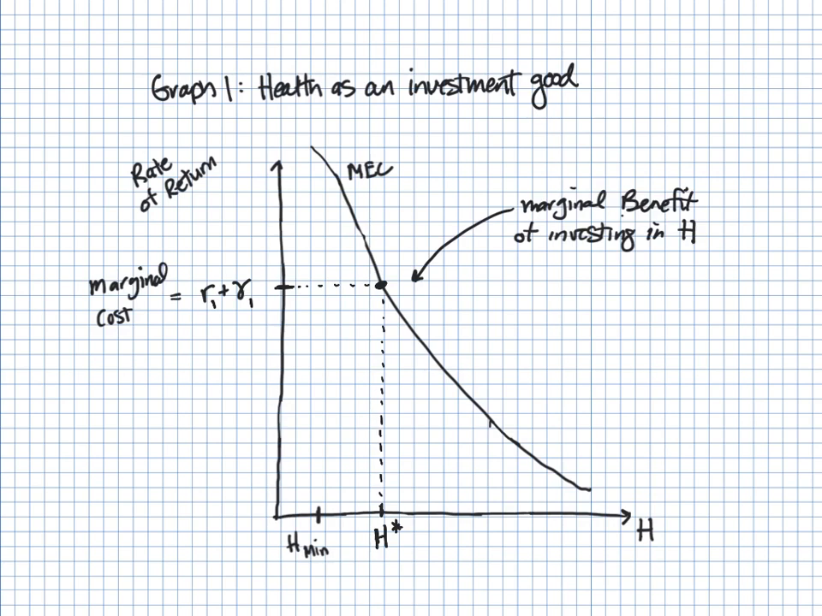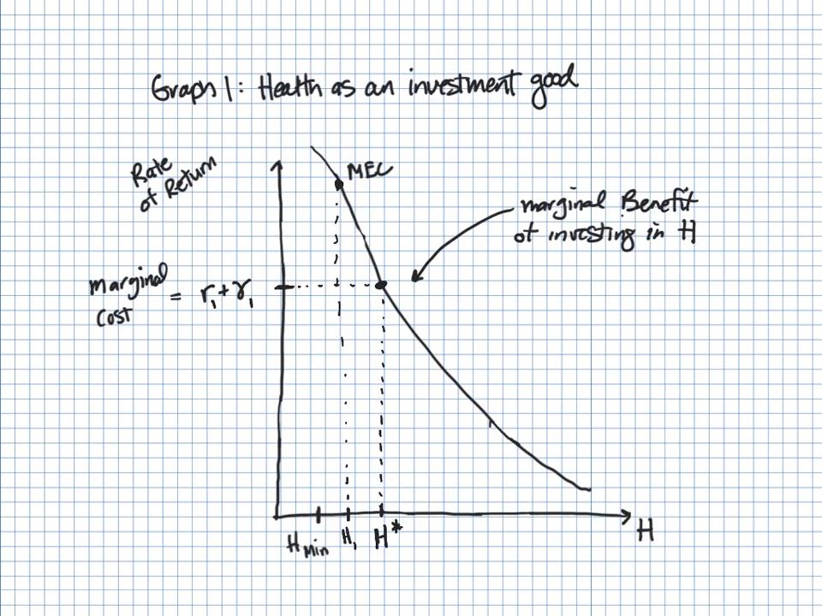All right, so why is this an optimal amount? Let's think about what if H were something less than H star? What if we were down here at something like H1? If we were at H1, we could go up to the MEC curve and see that the marginal benefit of investing in health is very high, much higher than the cost, and we could get additional benefits by increasing H.